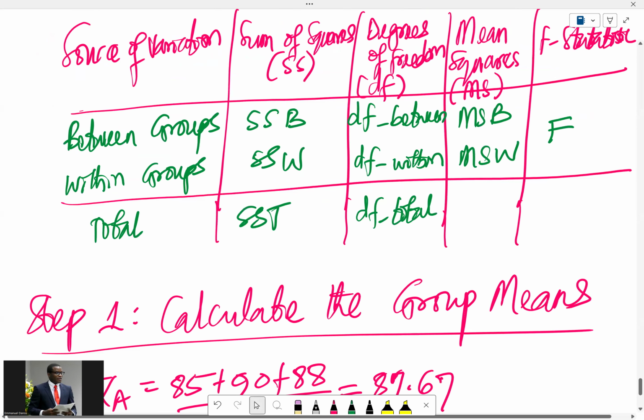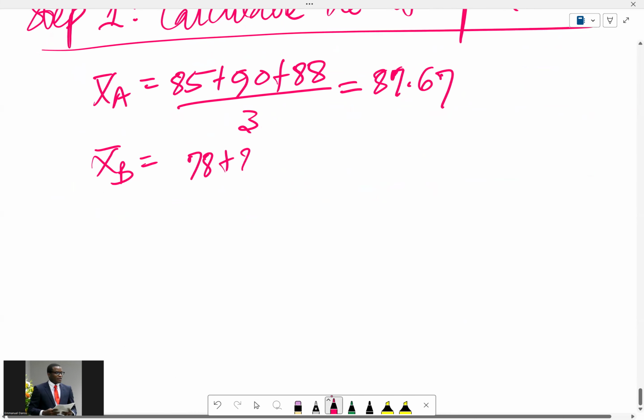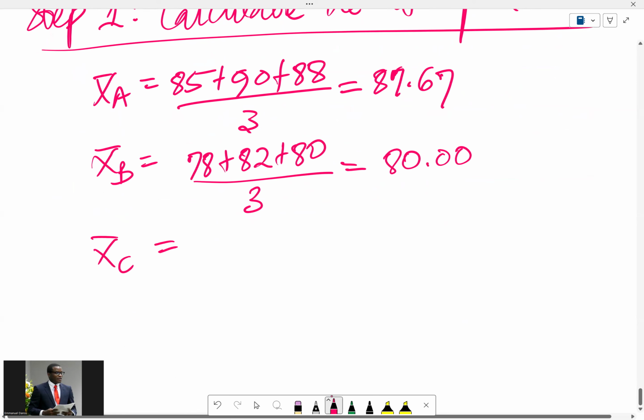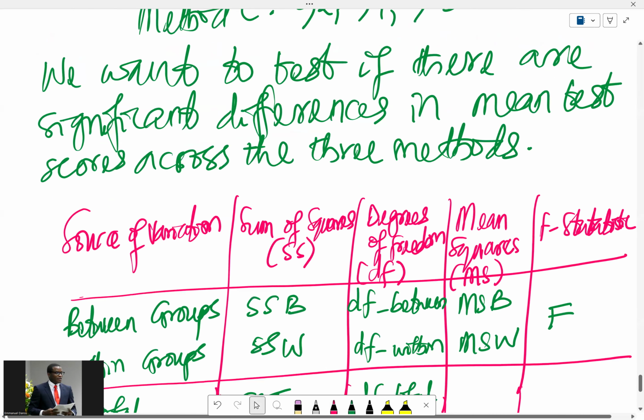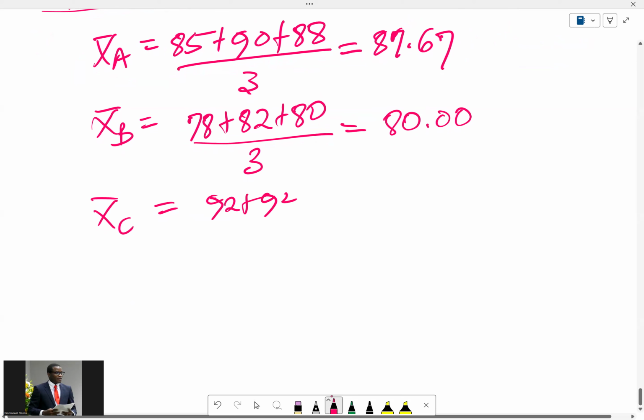Then X B is 78, 82, 80. So 78 plus 82 plus 80, easily that should be 80 because they are evenly spread out. That's 80.00. And we have X C. X C is 92, 94, 93. 92 plus 94 plus 93 divided by 3. So that's also evenly spread. So 93.00 is easily the mean for those three.